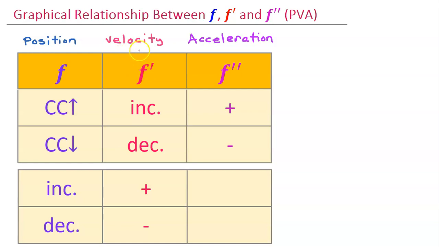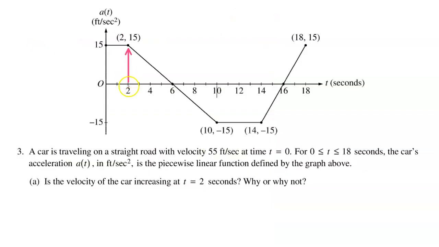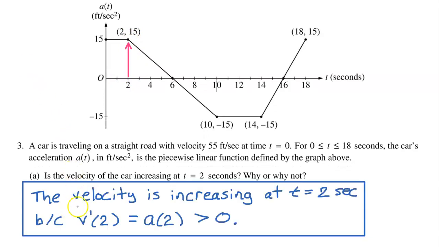For this question, they are asking us about velocity, but we are given a graph of acceleration. First semester, we learned that velocity will be increasing when acceleration is positive and decreasing when acceleration is negative. At time t equals 2, the acceleration is positive. Therefore, the velocity is increasing. The velocity is increasing at t equals 2 seconds because v prime at 2, which equals the acceleration at 2, is positive. Notice that I mention acceleration because that is the graph we are given.